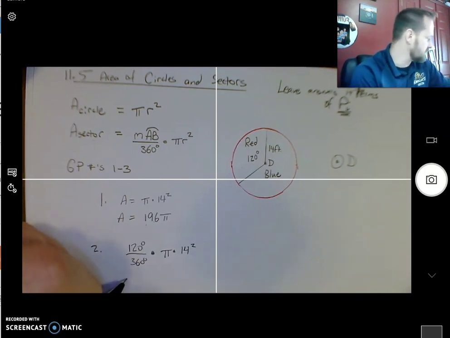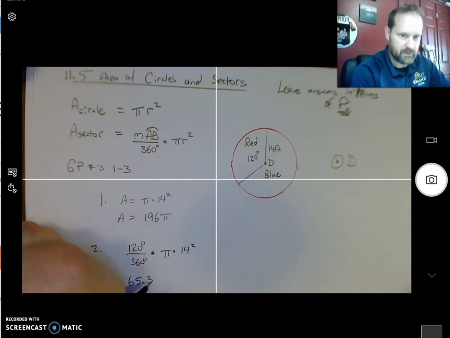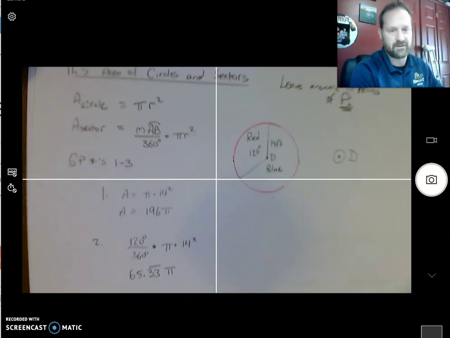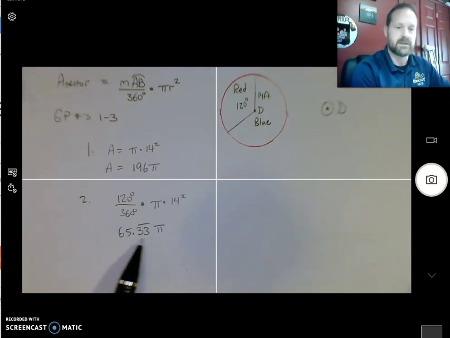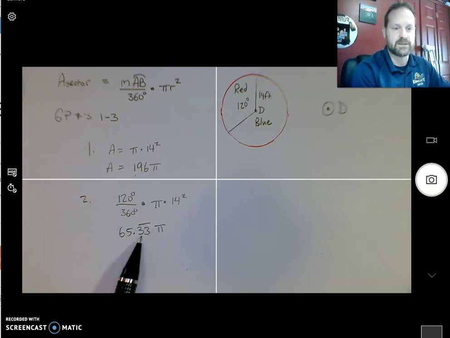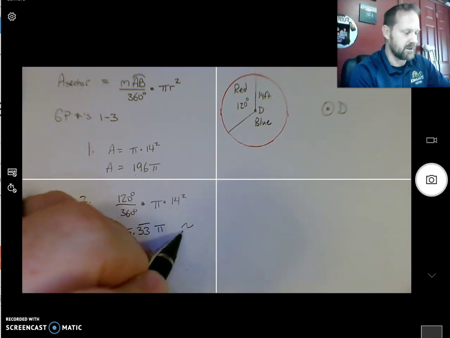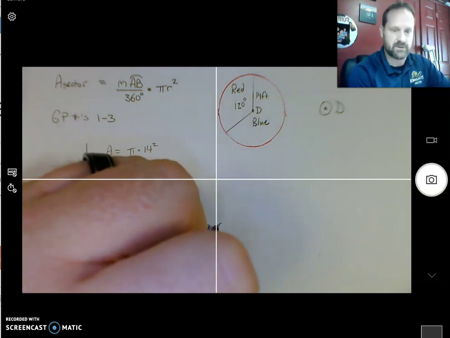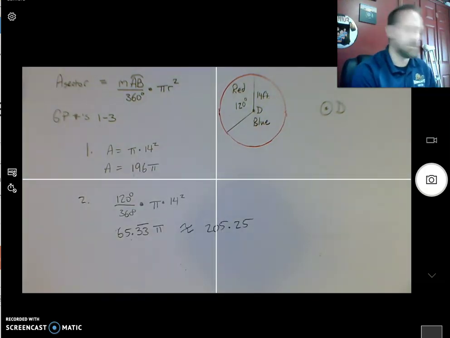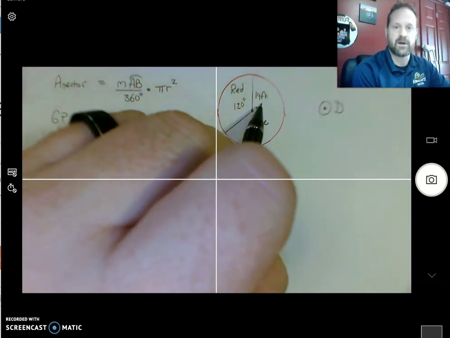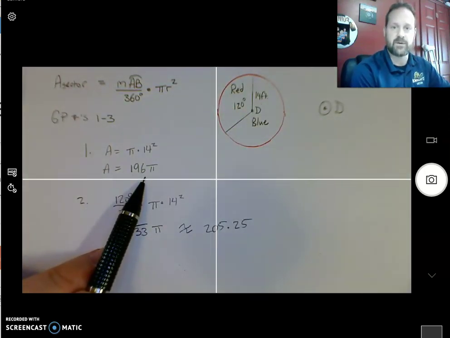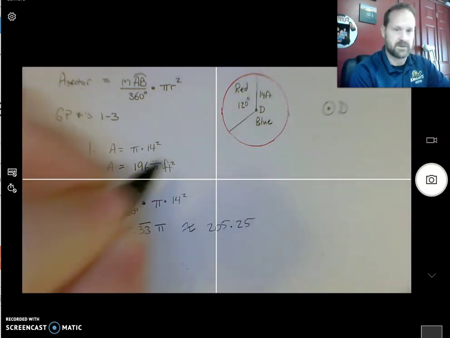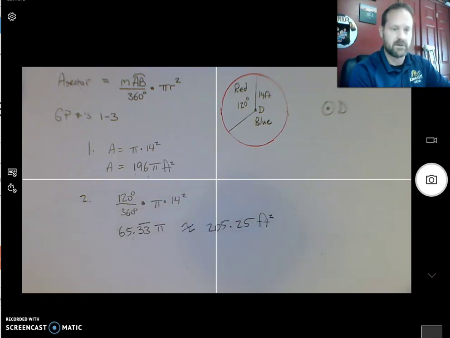And so, let's see. There it is, sorry. 65.3 repeating pi. You can leave it in terms of fractions if you want, or we could multiply this out, but I kept it in terms of pi. If I wanted an approximate, multiply by pi, and it's going to be approximately 205.25. I forgot units here, so this one's not 100% correct. They did provide units, so this needs to be feet squared, and area of a sector is indeed feet squared as well.